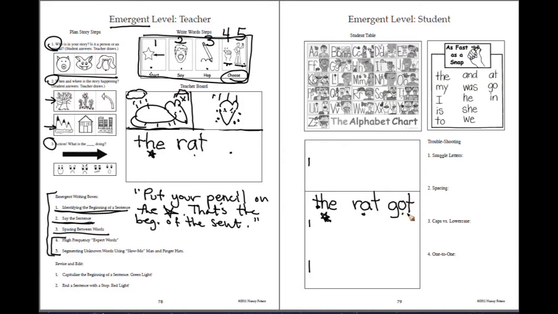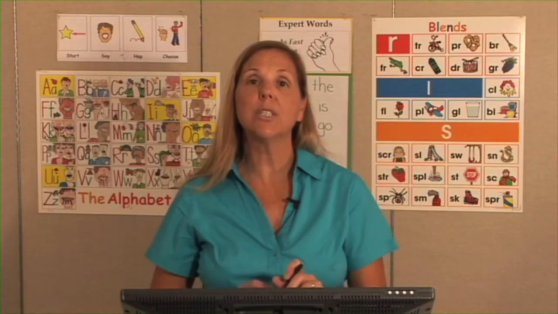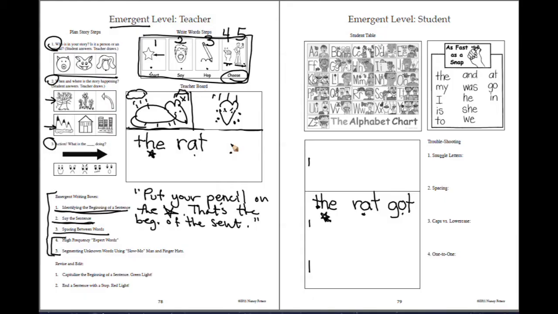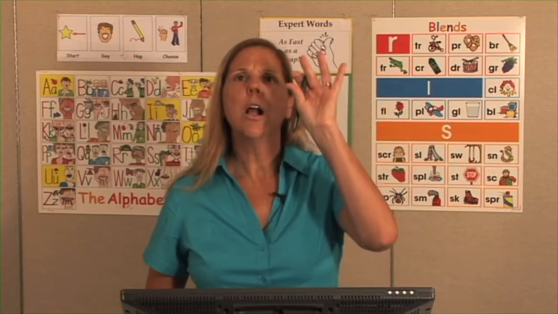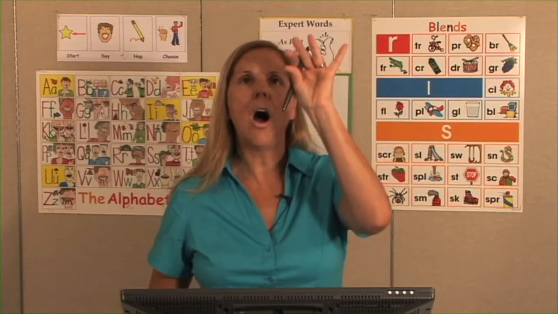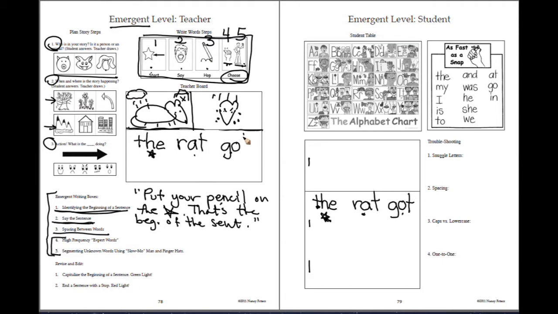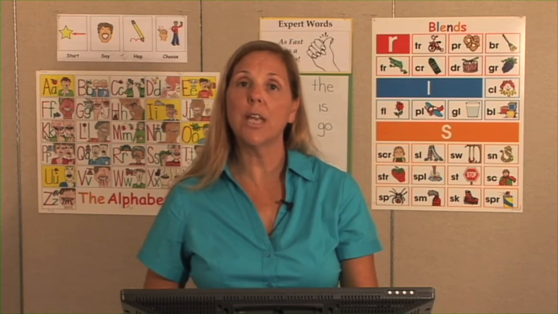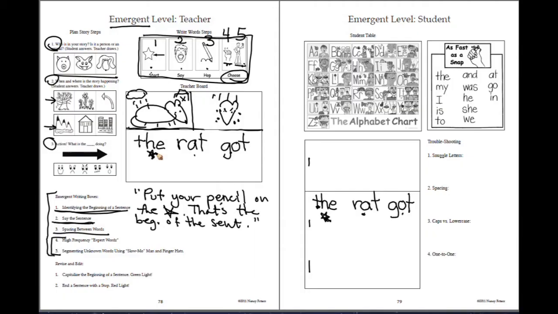Once they finish the word got, then you go up and you say, watch me, boys and girls, got, got, g, g, ah, g, ought. And I write it down quickly, modeling how to segment. Boys and girls, go back, put your pencil on the star, say your sentence. The rat got wet. Hop to each word.